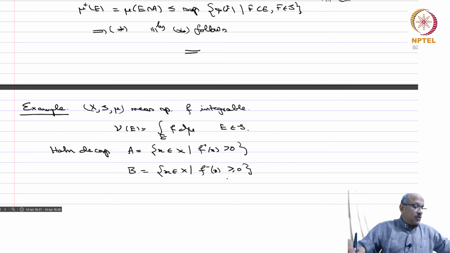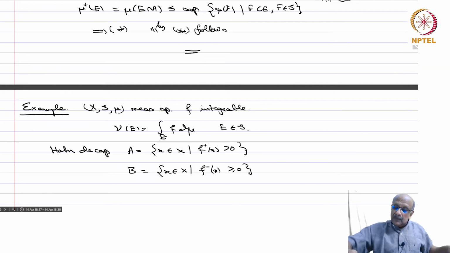So this gives you a Hahn decomposition, because this is a positive set: if you integrate over any subset of this, then since f plus is positive, f equals f plus, and therefore the integral will be positive, and so the measure will be positive.